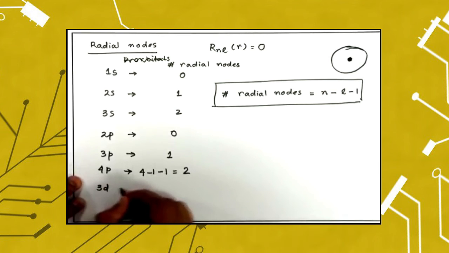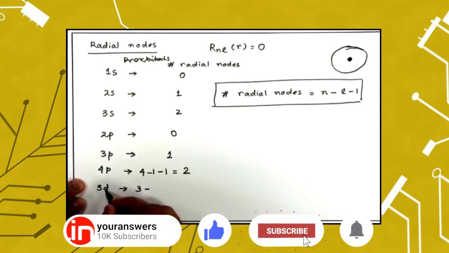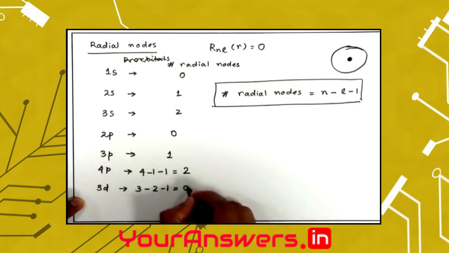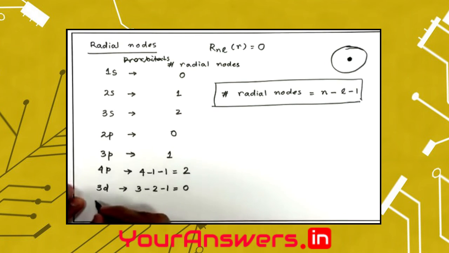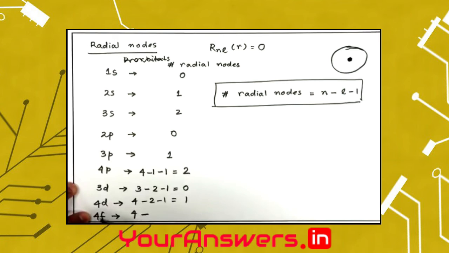What about 3d? In case of 3d, n is 3, and d orbital signifies L value 2. So, 3 minus 2 minus 1, this is 0. So, 3d orbital has 0 radial nodes. 4d will have 4 minus 2 minus 1, which is 1, and 4f orbital will have n minus L, since f is the azimuthal quantum number which corresponds to the quantum number 3. So, 4 minus 3 minus 1, which is 0. So, this way we can calculate the number of radial nodes.